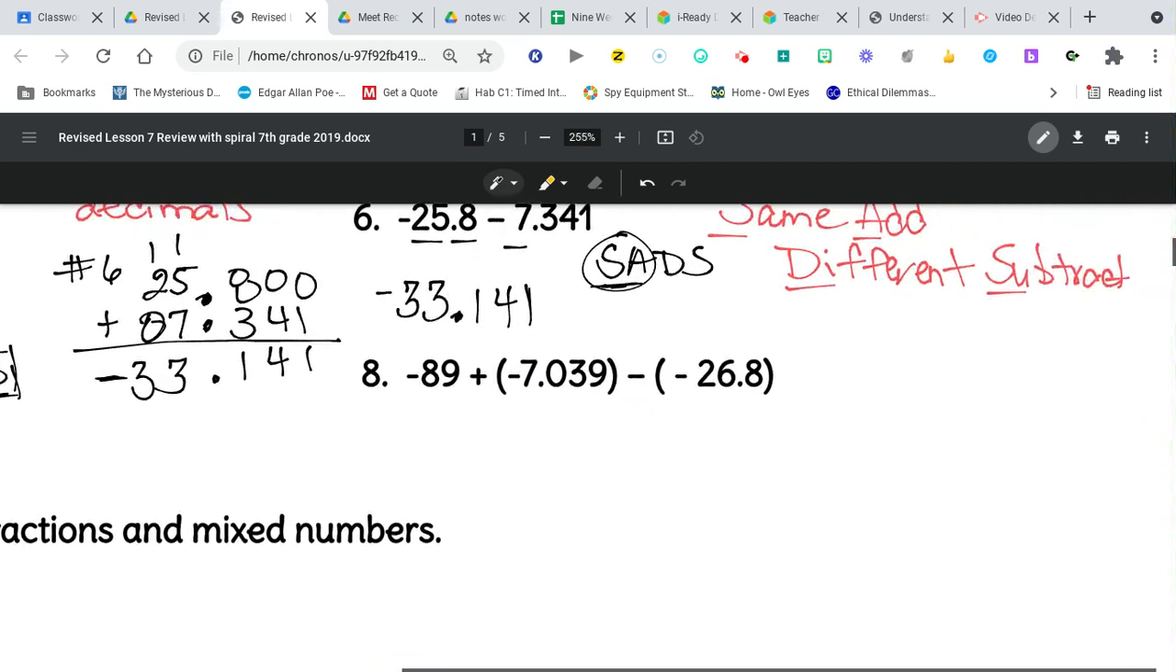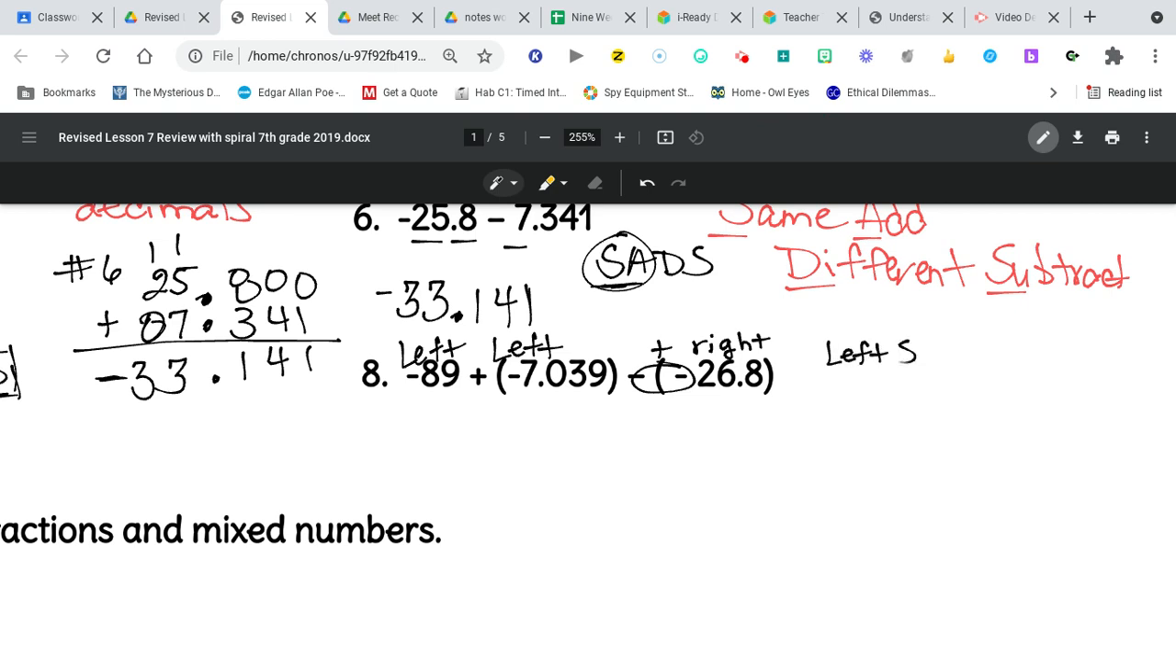Okay, let's look at this one. We're going to establish direction. This is to the left. Plus negative is also to the left. Minus negative is same as a plus, so it's to the right. And so what I'm going to do is take those two that go left and add them, same direction, add.